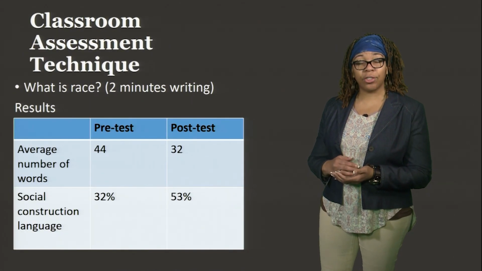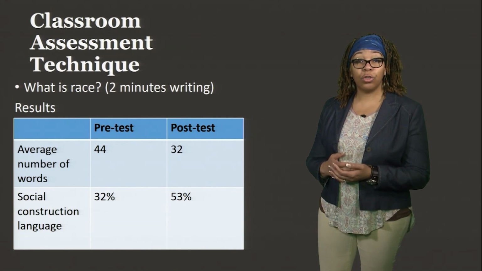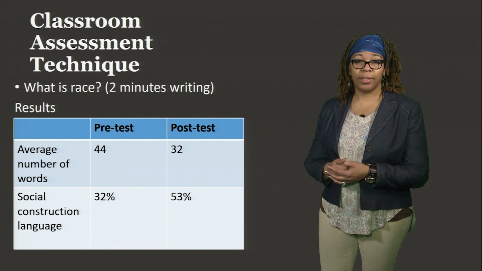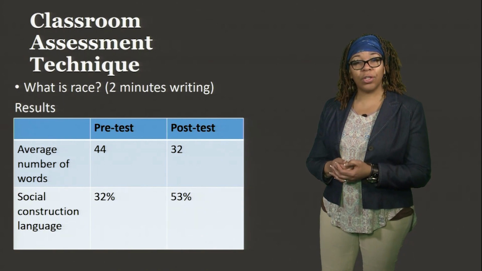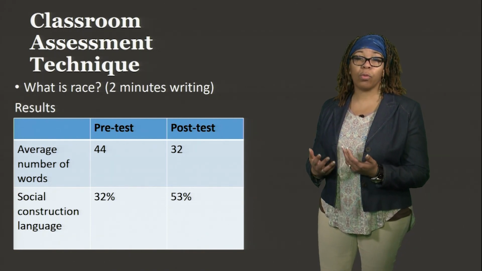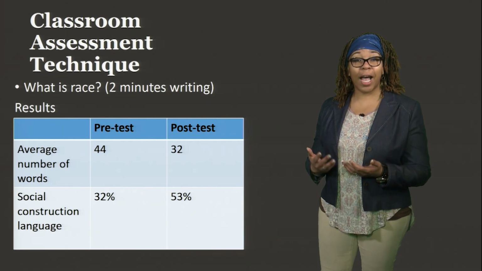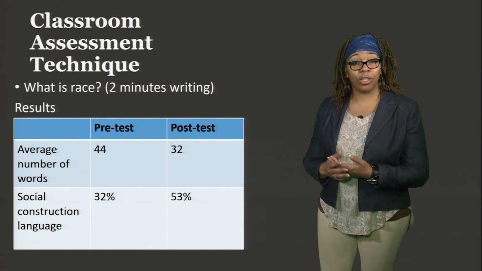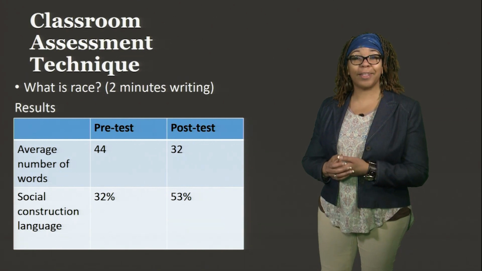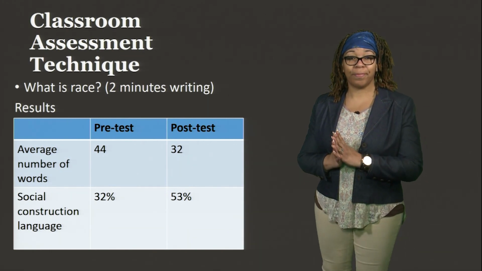Before and after this exercise, students wrote for 2 minutes to answer the question, what is race? On the pre-test, students were writing more words and were more repetitive. On the post-test, students adopted the language of social constructionism. Let's look at some examples of student writing.